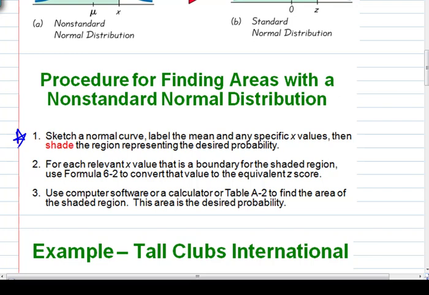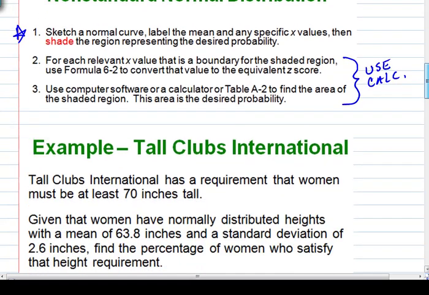For each relevant x value that is a boundary for the shaded region, we can convert that number to an equivalent z-score and then look that up on a table. But what we're going to do is bypass these two steps and use our calculator to find the probabilities. That's using that normal CDF feature. Let's look at an example problem.